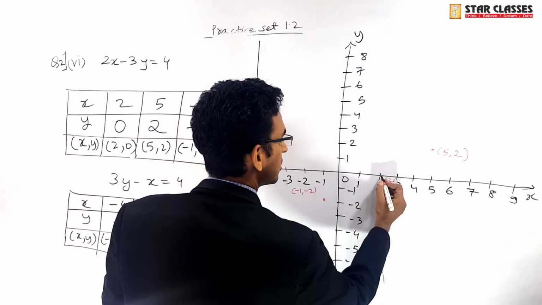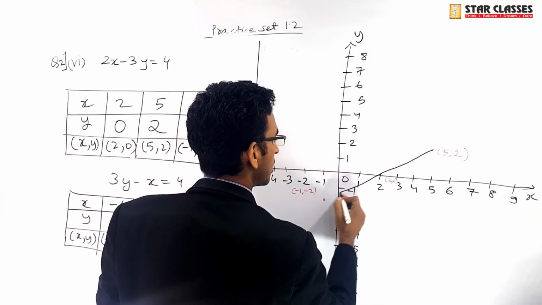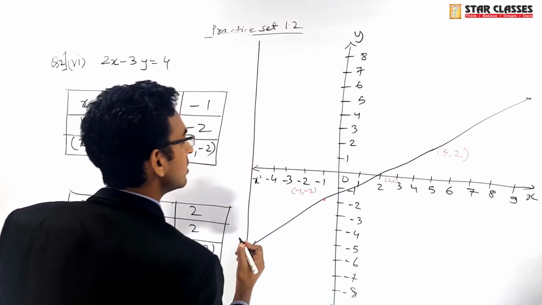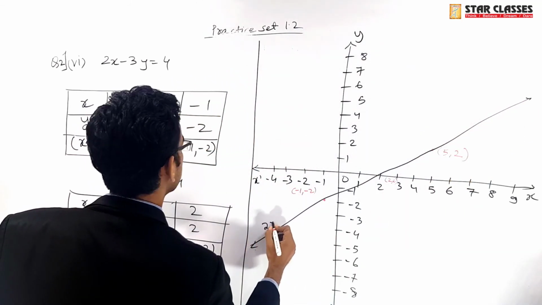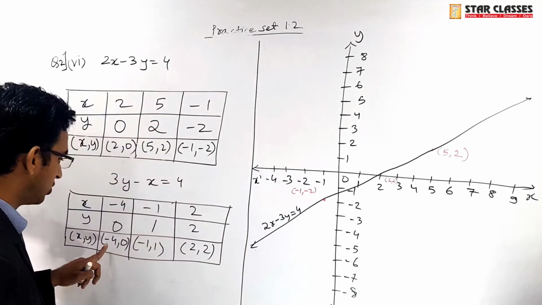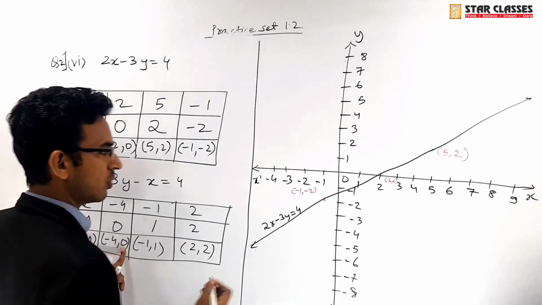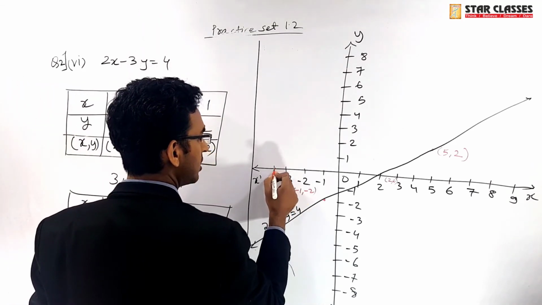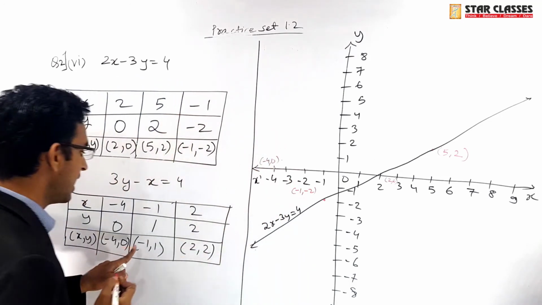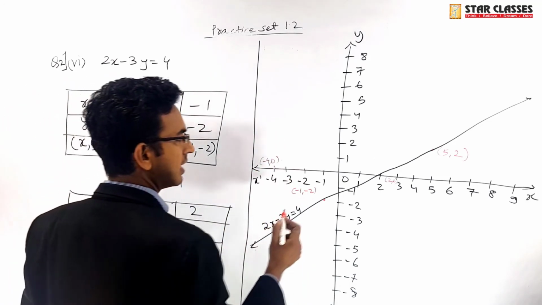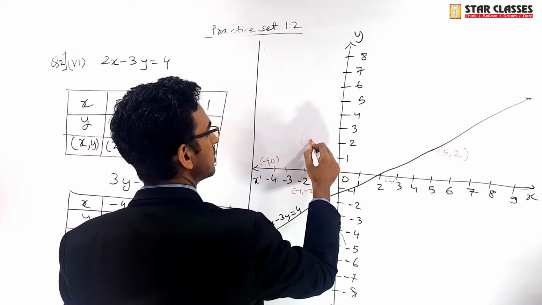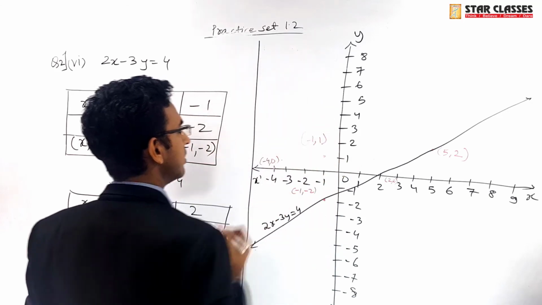Let us join these points. See, these points are collinear. Now let us write the name of the equation. 2x minus 3y is equal to 4. Now the second equation. x is minus 4, y is 0. So minus 4 and 0. x is minus 1 and y is 1. This point.